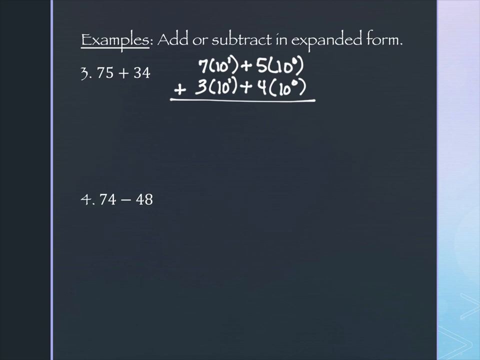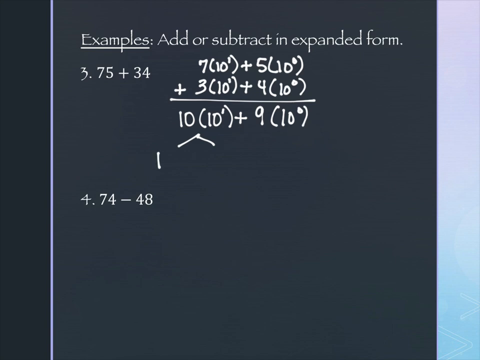So if I add the column down, 7 plus 3 would be 10. So this is 10 times 10 to the first. And then 5 and 4 would be 9, which is 9 times 10 to the 0. So here's what happens. I ended up with a two-digit number, 10, times a 10. It's not a one-digit number, right? So we have to break that apart.